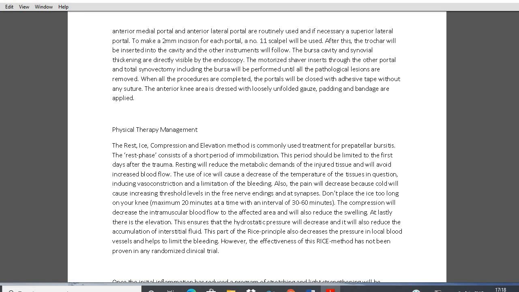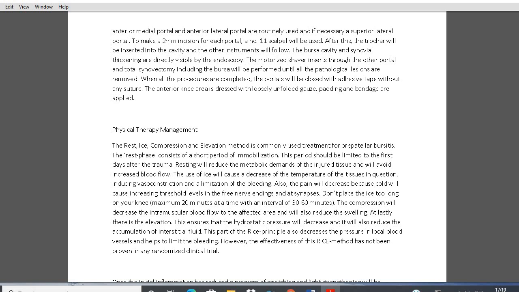The bursa cavity and the synovial thickening are directly visible by endoscopy. The motorized shaver is inserted through the other portal and a total synovectomy, including the bursa, will be performed until the pathological lesions are removed. When all procedures are completed, the portals will be closed with adhesive tape without any suture. The anterior knee area is dressed with loosely unfolded gauze, padding, and a bandage is applied.